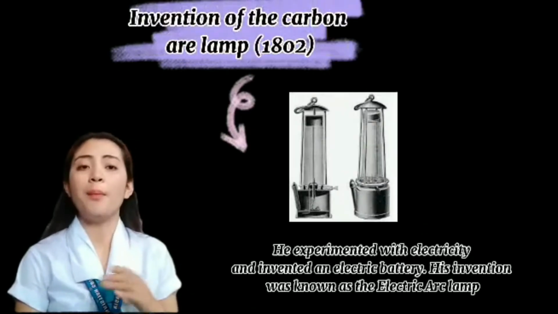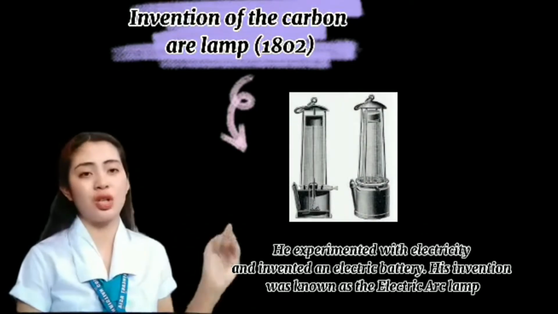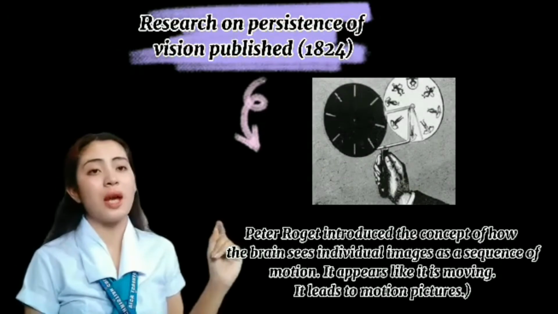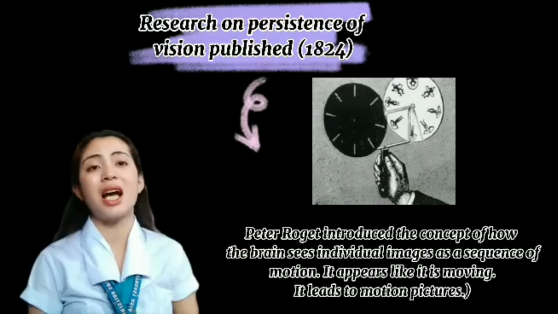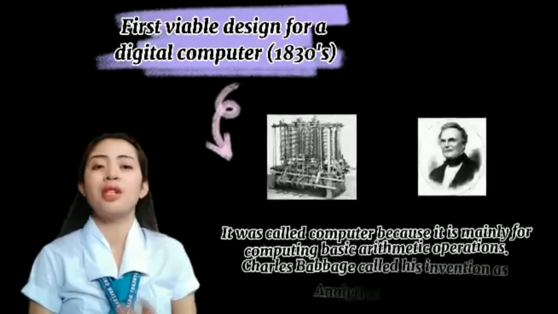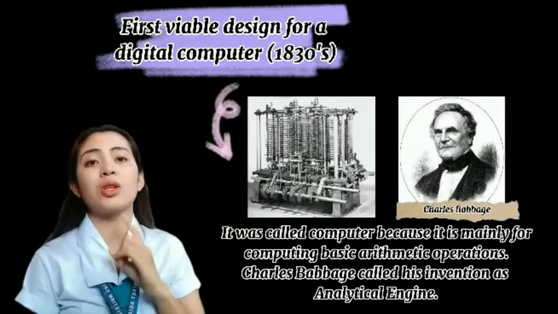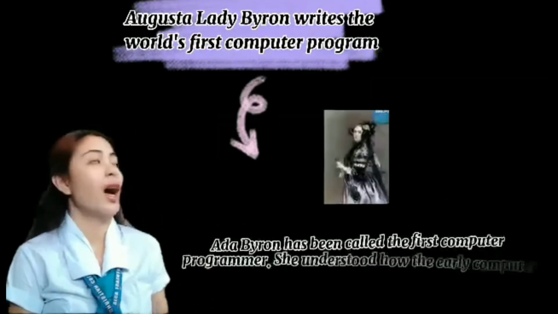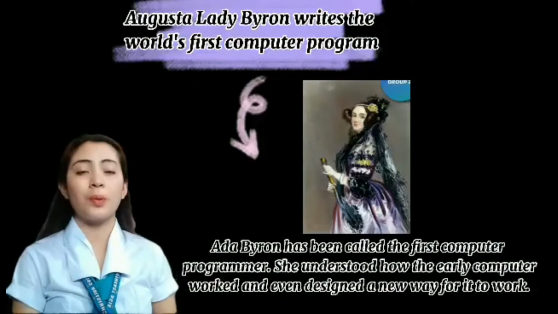In 1802, Humphry Davy invented the first electric light. In 1824, Peter Roget introduced the concept of how the brain sees individual images as a sequence of motion. First valuable design for a digital computer. It was called a computer because it was mainly for computing basic arithmetic operations. Ada Byron has been called the first computer programmer.